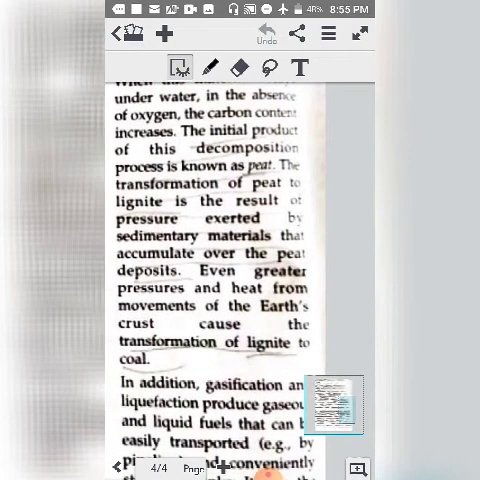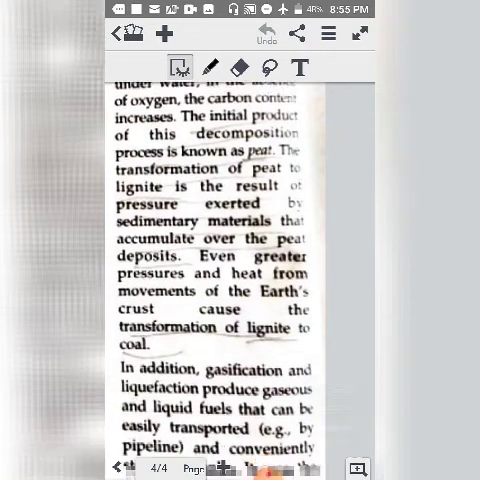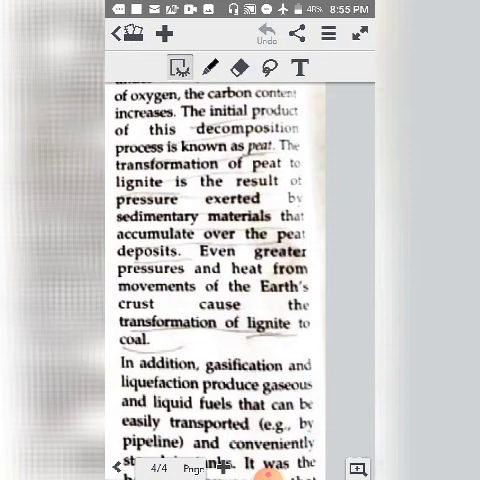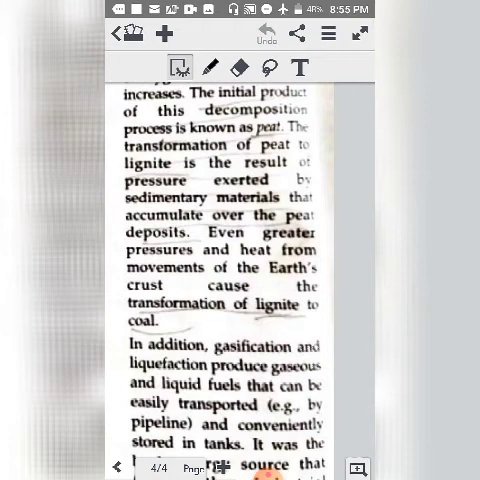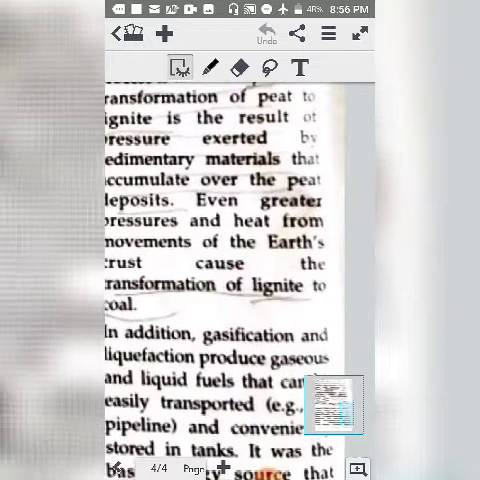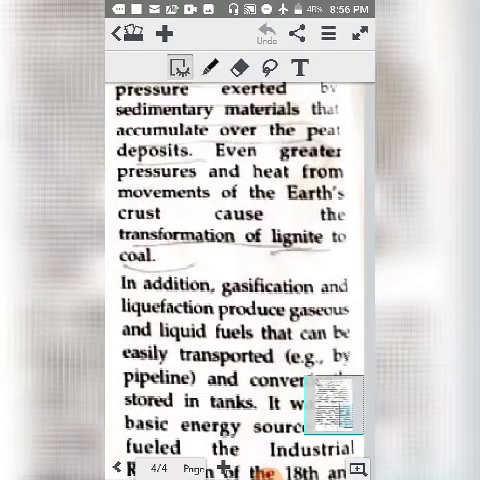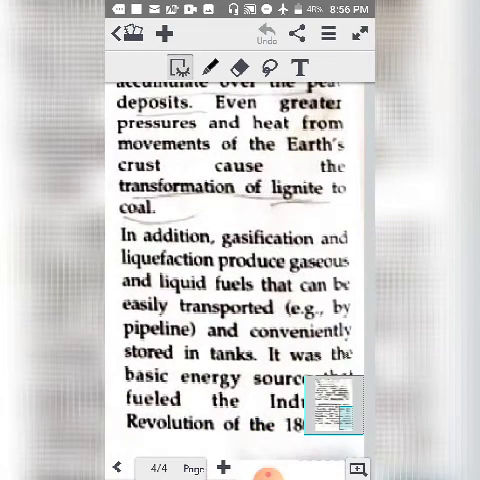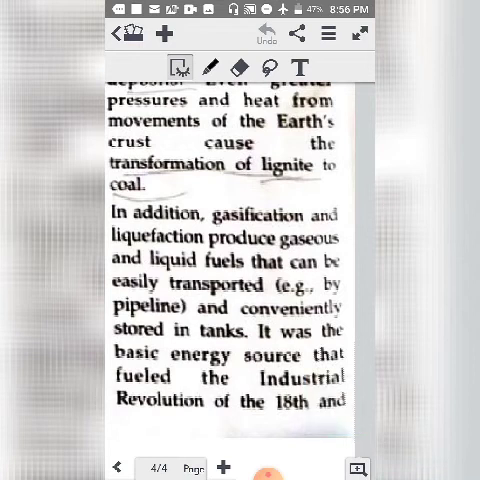The transformation of peat to lignite is the result of pressure. So in the beginning, when the trees died, they were pressurized, and later on, with high pressure, the trees changed into peat, which is not a good quality of fuel. Later on, due to more pressure, this peat was converted into lignite. This pressure and the heat of the earth later changed it into coal. In addition, gasification and liquefaction produce gaseous and liquid fuels which can also be transported.